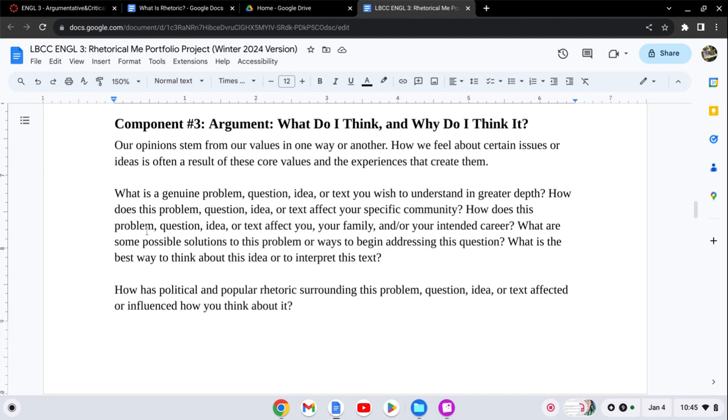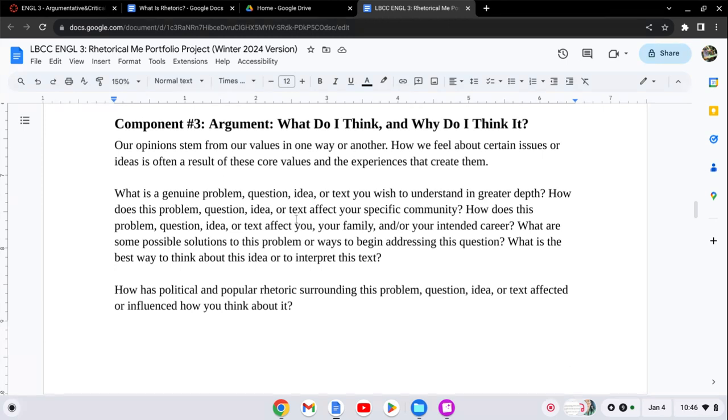How does this problem, question, idea, or text affect you, your family, and or your intended career goal? So you don't need to think of all of these. You don't necessarily need to address all of these, but you would want to consider, how does it affect you for one, or how does it affect your family, or how does it affect your career goal, right? So if the problem that you're focused on is something that's related to your career in some way, you would want to research that a little bit. What are some possible solutions to this problem, or ways to begin addressing this question? What is the best way to think about this idea, or to interpret this text, right?